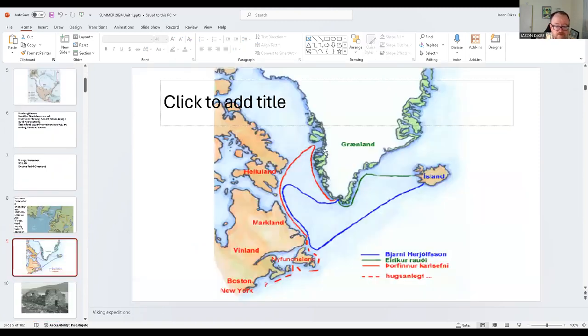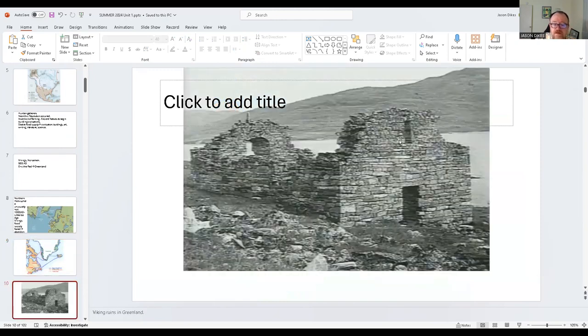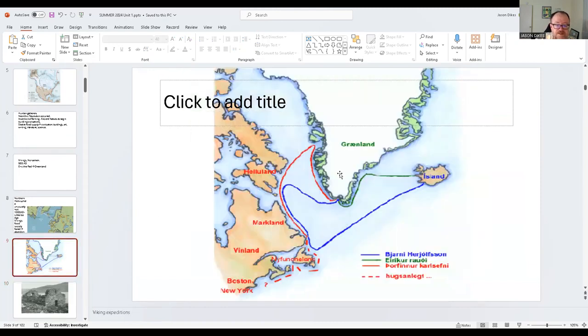Here's a little bit more in-depth map. Here are some ruins. This is a Viking church in Greenland. It was left behind by the Vikings. But again, once this area got cold again, the Vikings were unable to grow sufficient amounts of food, and they had to simply abandon the entire area. Okay.